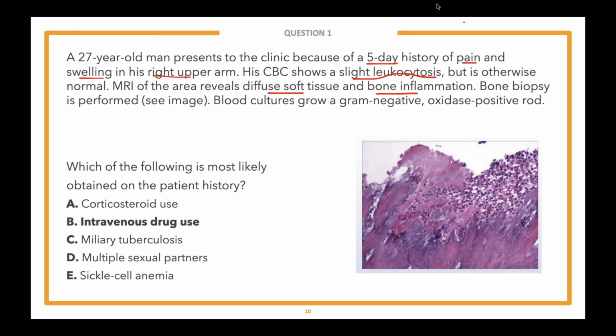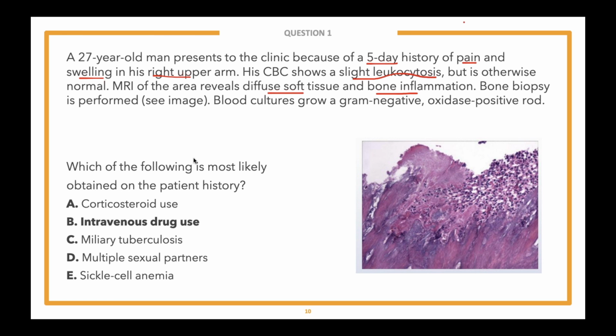Let's talk about the other answer choices if you selected those and talk about why those are incorrect. So sickle cell anemia, good thought, in case you were thinking patients with sickle cell are at risk for osteomyelitis due to salmonella, but keep in mind that is a gram-negative oxidase-negative rod, okay? Patients may also be at risk for staph osteomyelitis with sickle cell, but that's a gram-positive organism. Answer choice D, multiple sexual partners. That would put a patient at risk for sexually transmitted diseases like gonorrhea, syphilis, and others, but none of those organisms fit what's going on in this picture.